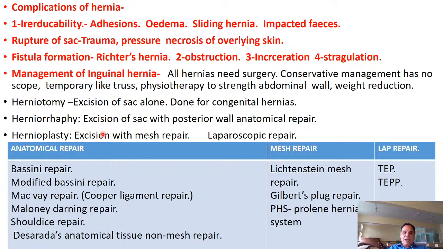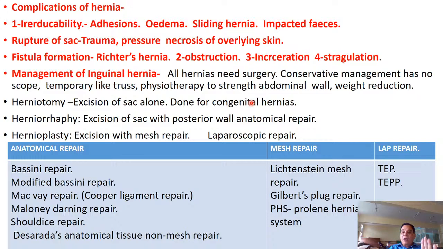So excision of the sac is primary. Amongst all types, the sac has to be excised, except in direct hernia where the sac is invaginated. So this mesh repair is nothing but the famous Lichtenstein repair. And now commonly done by all young people is laparoscopic repair. So there are different types: herniotomy, herniorrhaphy, hernioplasty, laparoscopic repair. These are the different types of hernia surgery.